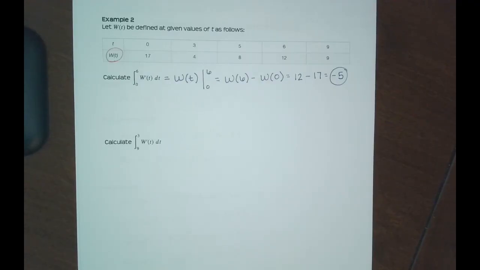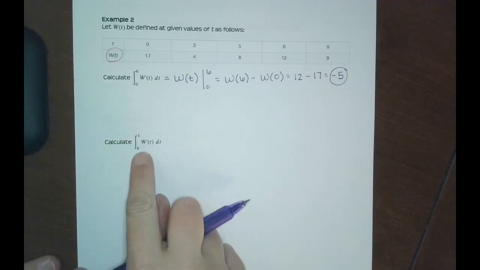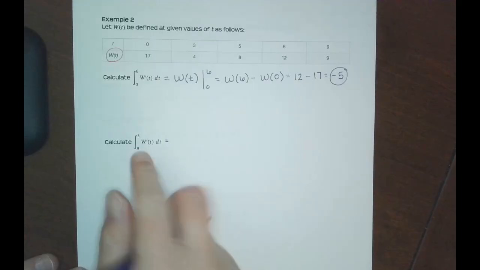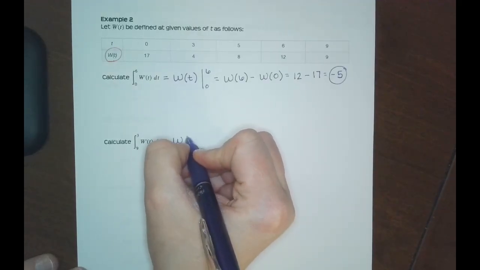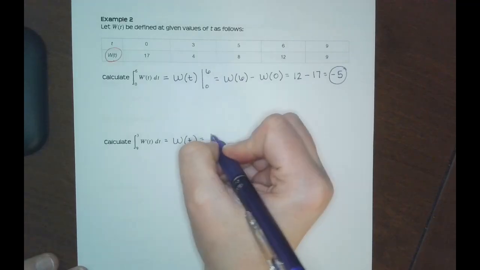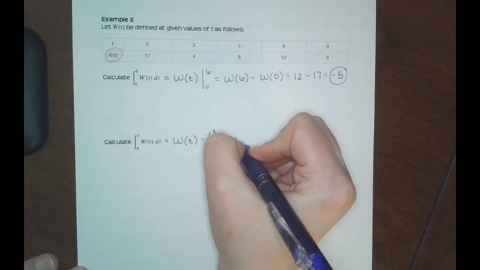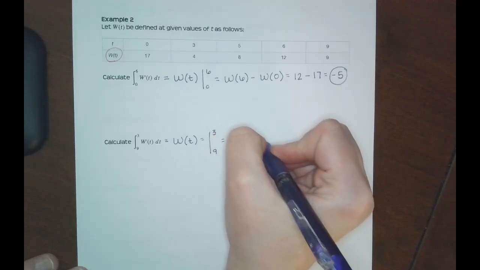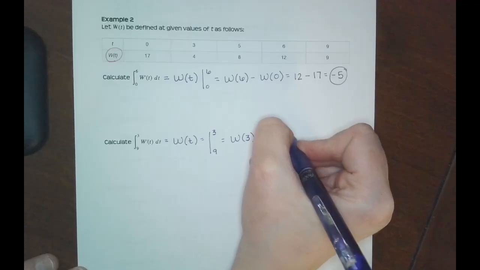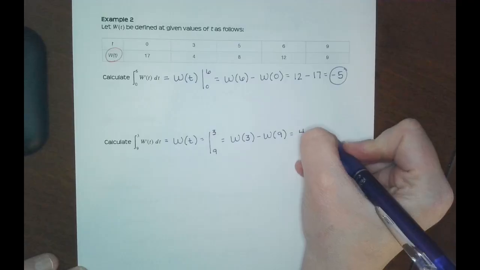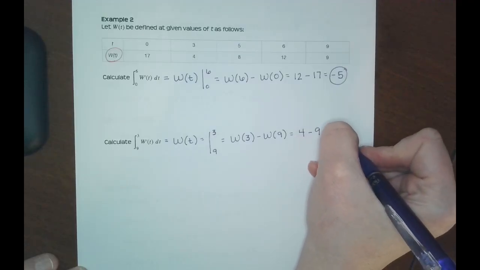So don't get fooled by the fancy symbols and all of that. These questions are really not that hard. Again, anytime I see calculate an integral, my brain is saying I need an antiderivative. Antiderivative of W prime is W. This one's going to work just like the last one. Just be careful of the order here. This starts at 9 and ends at 3. So that means I need W of 3 minus W of 9, which is 4 minus 9. Well, that's convenient. Also negative 5.